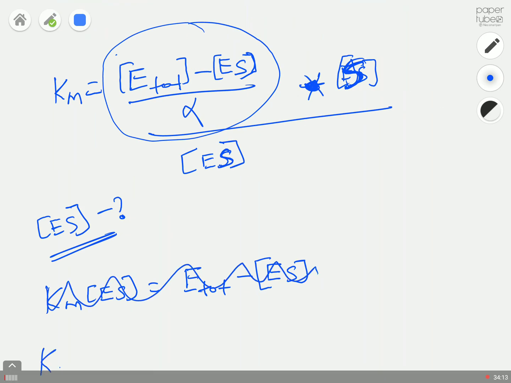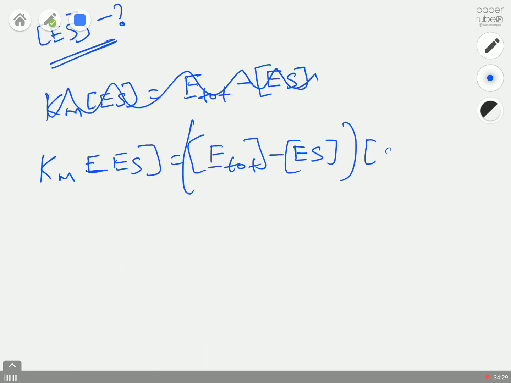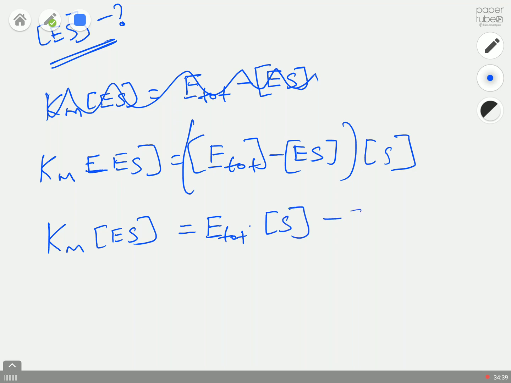so Km multiplied by ES will be equal to E total minus ES, the whole multiplied by your substrate concentration. Yeah, so let's just expand that expression. It's a bit of calculation, but it's not tough to do. Substrate concentration minus E total multiplied by your enzyme substrate concentration.